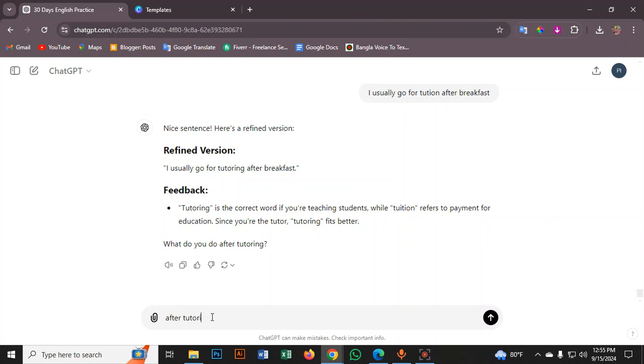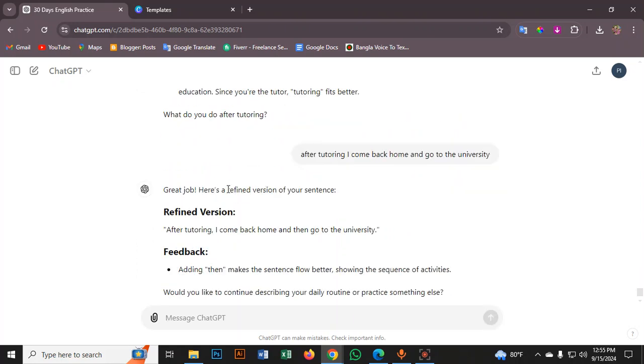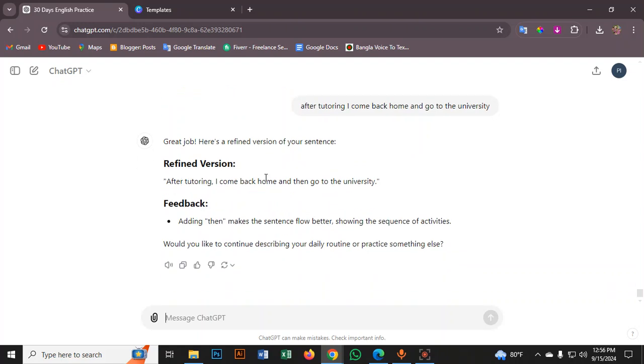After tutoring, I come back home and go to the university. Great job. Here's a refined version of your sentence. After tutoring, I come back home and then go to university. Adding then makes the sentence flow better, showing the sequence of activities. Would you like to continue describing your daily routine or practice something else?